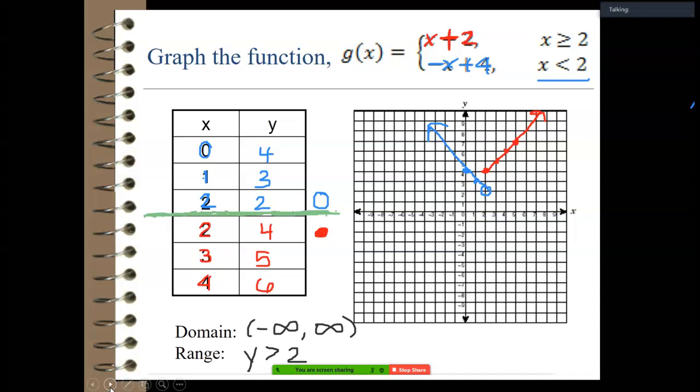This is once again a function that is not one-to-one. It passes the vertical line test. For every x, there is only one y.